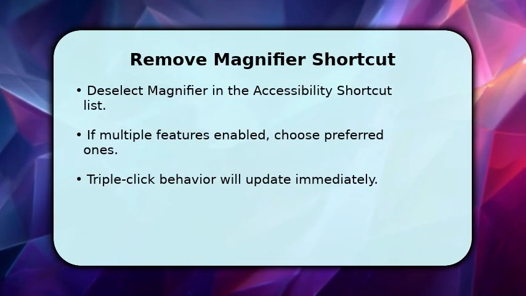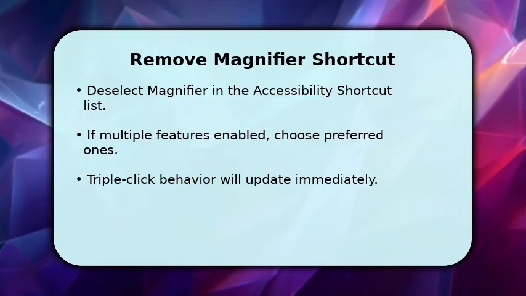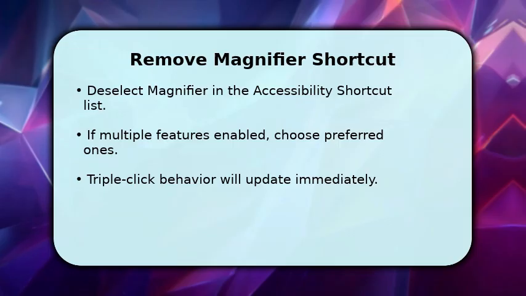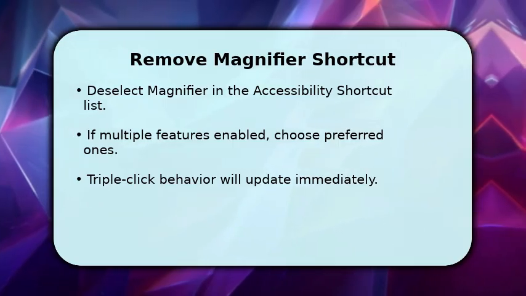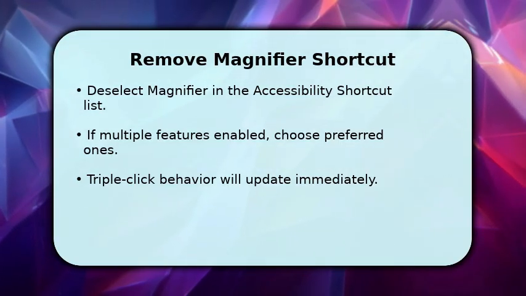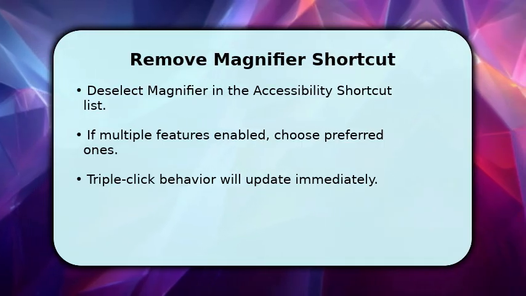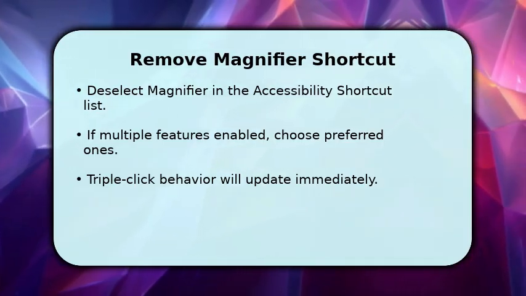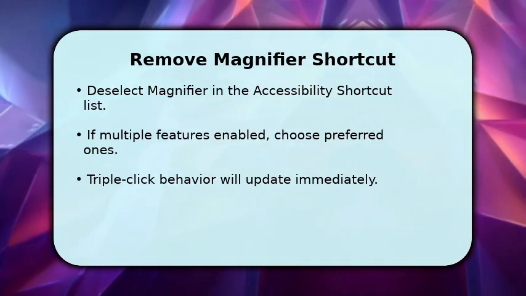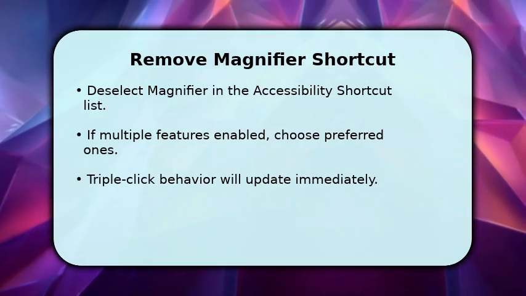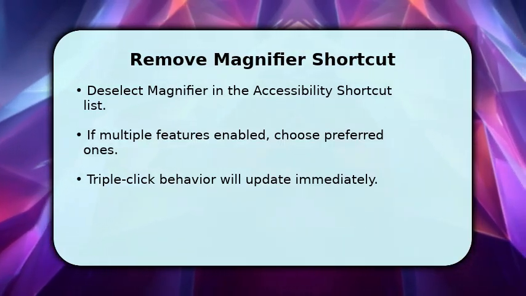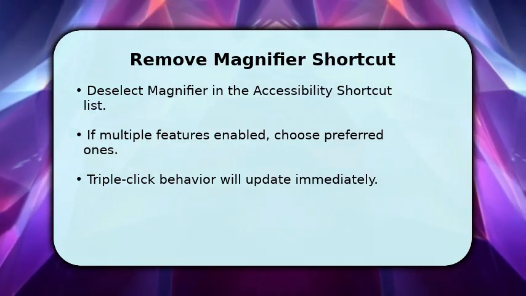Now you remove Magnifier from the Accessibility shortcut. You'll tap the Magnifier entry to deselect it. Once unchecked, the triple click will no longer summon the magnifying glass. If you have several features selected, refine the list so only desired items remain. This avoids accidental activation. Make sure to test by triple-clicking the Home or Side button. The change takes effect immediately. If you prefer, assign another feature to keep the shortcut useful without Magnifier.